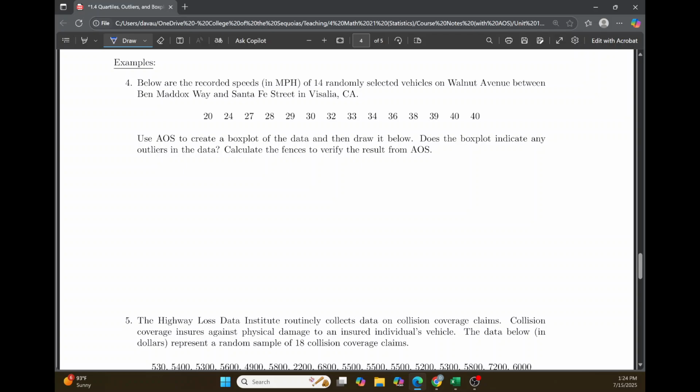Number 4 here says, below are the recorded speeds in miles per hour of 14 randomly selected vehicles on Walnut Avenue between Ben Maddox Way and Santa Fe Street. Use Art of Stat to create a box plot of the data and then draw it below. Does the box plot indicate any outliers? Calculate the fences to verify the result from Art of Stat. Okay, let's do it.